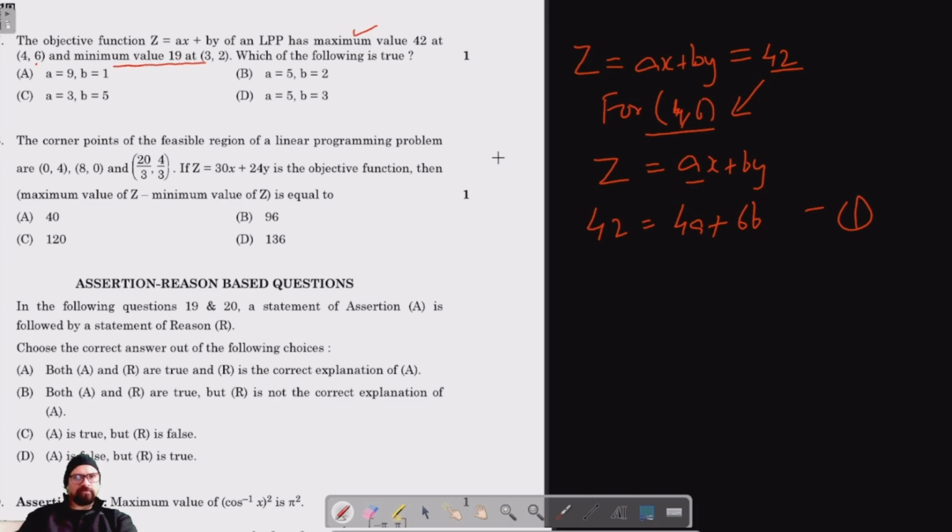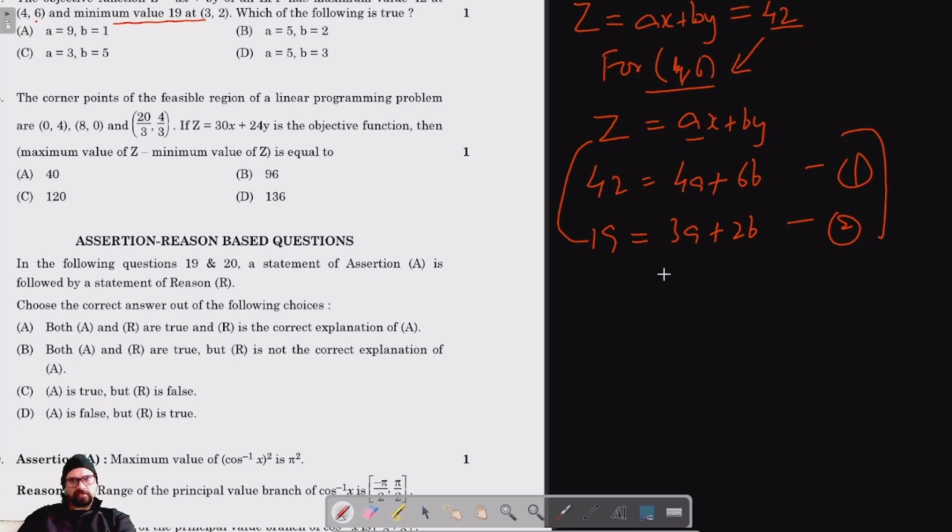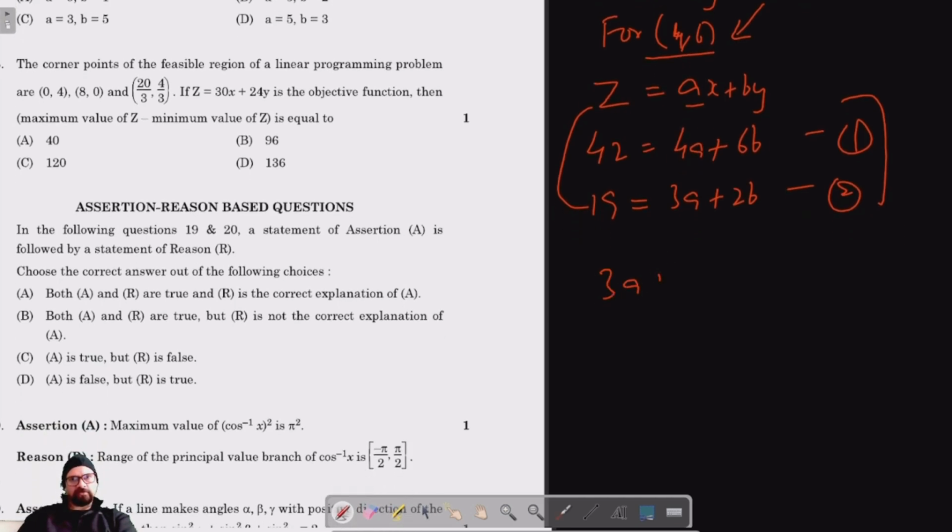And now the minimum value is 19, so z has value 19, that is minimum at (3, 2), so this is 3a plus 2b. Solving these two equations will give us the values of a and b. So I'm going to write this equation as 3a plus 2b is equal to 19, and this is 4a plus 6b is equal to 42.